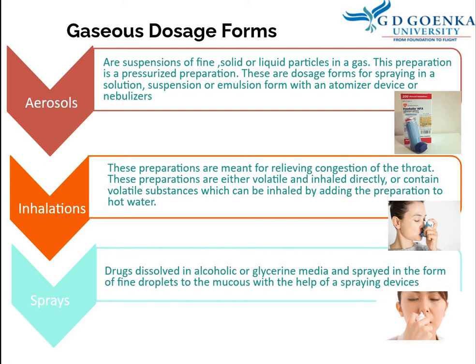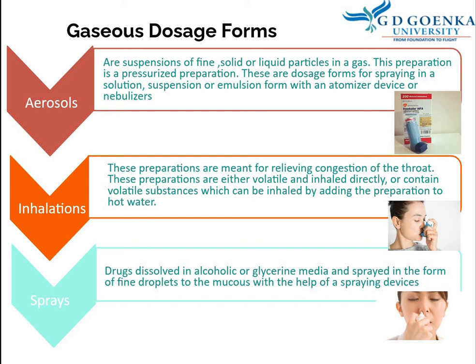Now, let us discuss the various types of gaseous dosage forms. First is aerosols. They are suspensions of fine, solid, or liquid particles in gas. This preparation is a pressurized preparation. These are dosage forms for spraying in solution, suspension, or emulsion form with an atomizer device or nebulizers. Typical examples include all the aerosol inhalers, all the corticosteroid inhalers, Volini sprays.